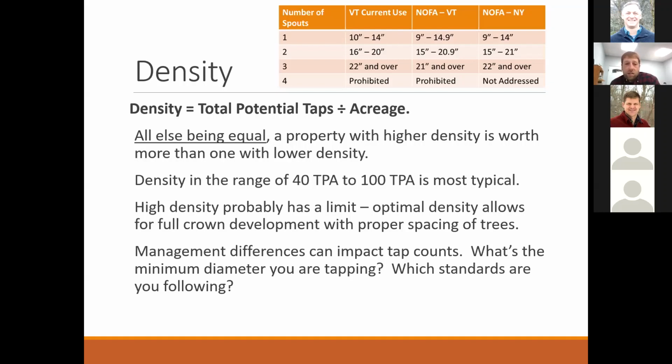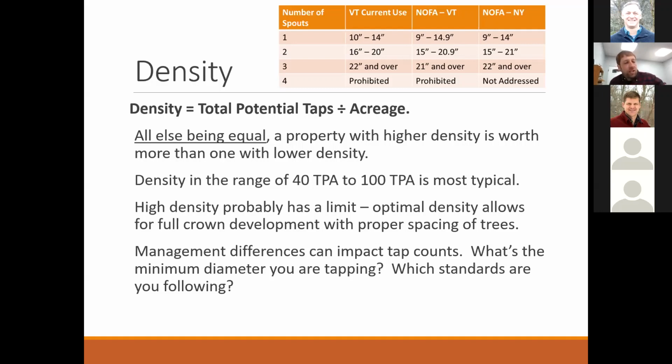So what's the minimum diameter you're going to be tapping? Which standards are you following? I think as the maple industry matures, we're seeing a lot more emphasis on forest management, and folks are following these tapping guidelines closer. Organic certification is pushing that. Vermont current use requirements are pushing that.